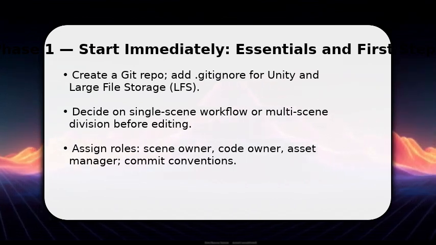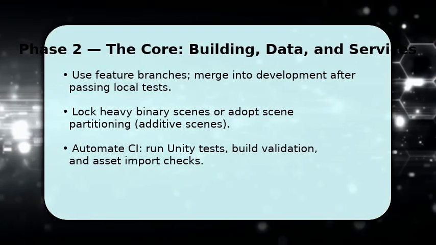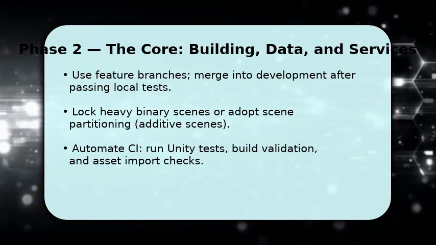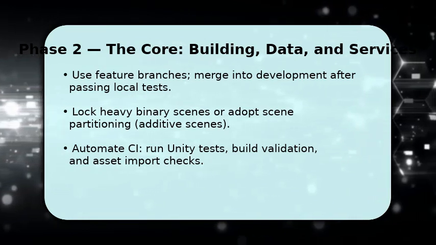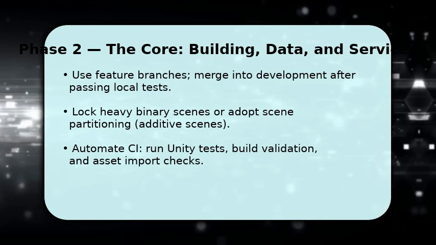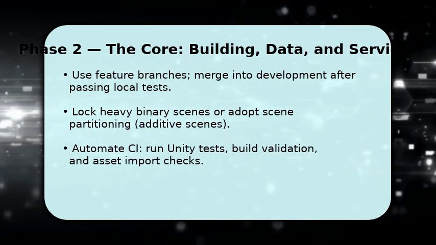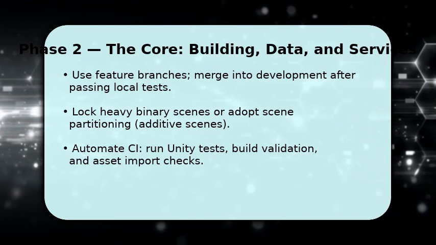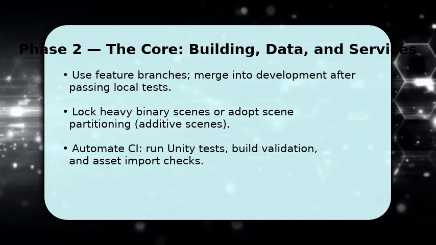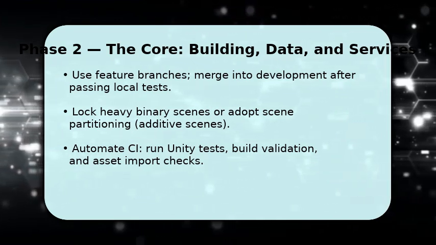You work on features in isolated branches and merge to a shared development branch only after local tests pass, because that minimizes broken builds. Once done, prevent collisions by locking binary scenes or, better, split work with additive scenes so each person edits different scene files.